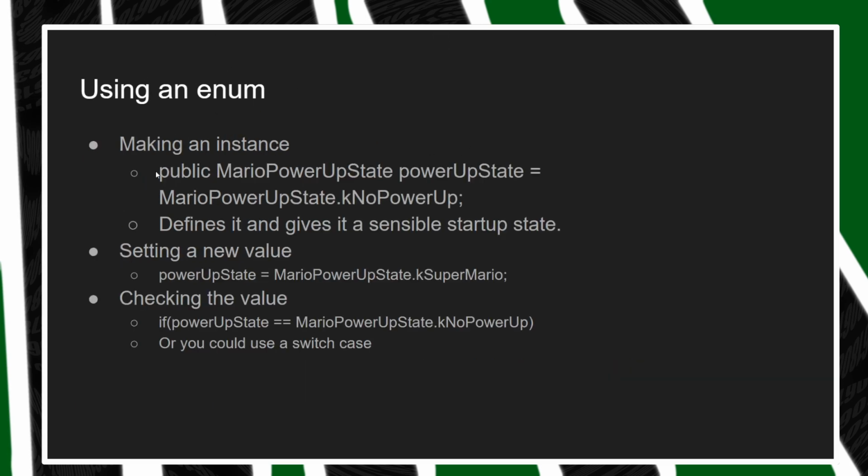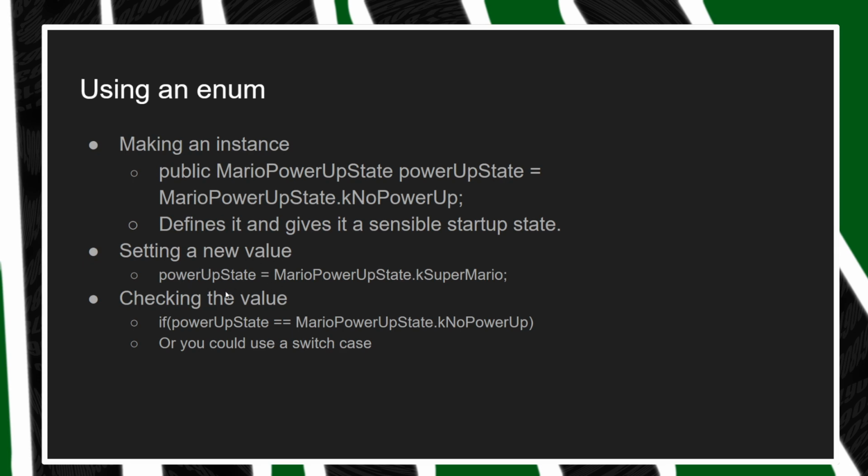Then using it, you make your instance, define it public, Mario power up state equals, that's assignment, remember. Mario power up K no power up. Usually when you're defining it, you want to give it a sane default. Small Mario is probably the default because after every time you die or when you start the game up from a cold boot, that's where you start at.